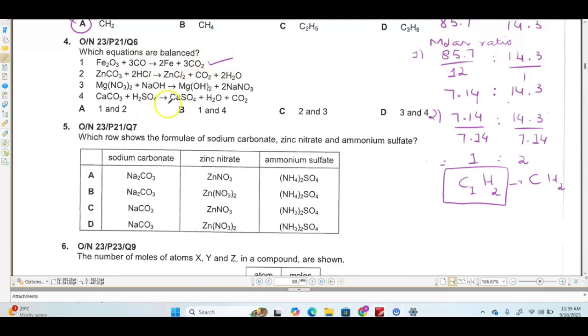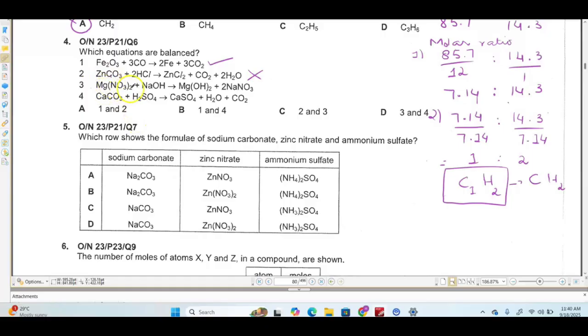So this equation is balanced. This equation has Zn 1, 1 Zn, carbon 1, carbon 1. Oxygen is 3, but over here oxygen is 5. 4. 2 from here and 2 from here. So this is not a balanced equation.